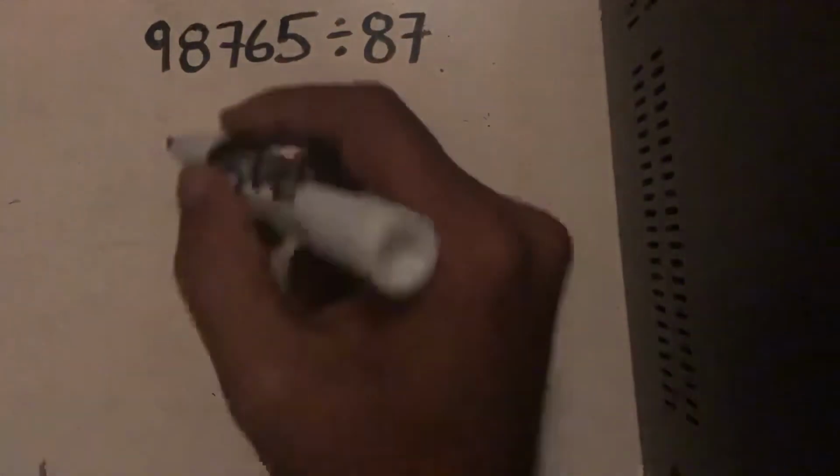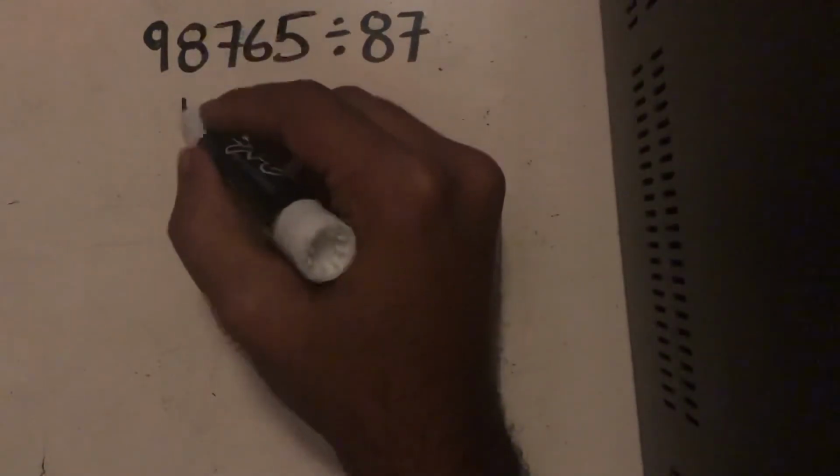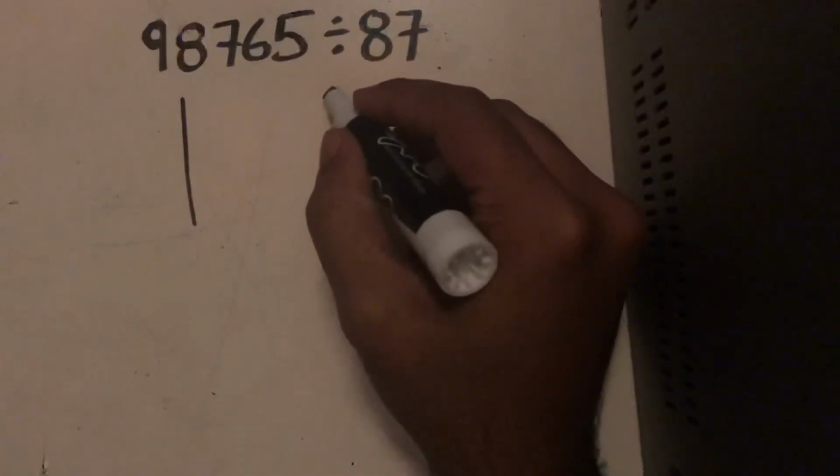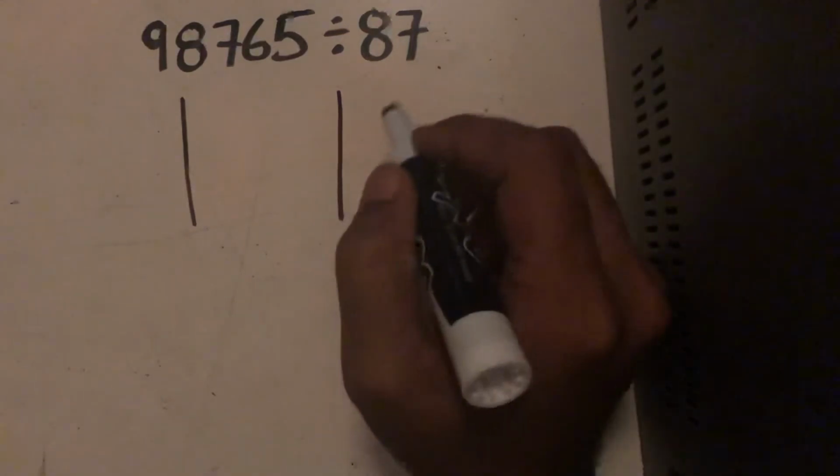Today we're going to divide 98,765 by 87, and we're going to use a vinculum for the divisor. So let's set it up like this. Two vertical lines. And I put a horizontal line.